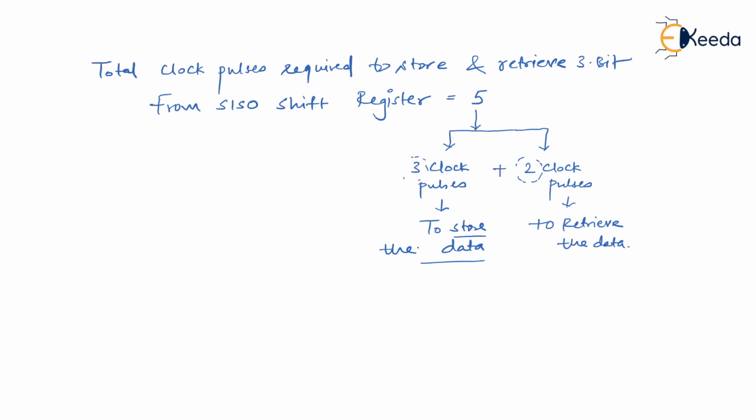Yes or no? What I mean to say is, for example, 3 clock pulses are needed here, only 2 clock pulses are needed here, just because it was 3-bit data. If it would have been, let's say, 4-bit data, that is a shift register with 4 flip-flops together, it would require 4 clock pulses to store the data. But when it comes to retrieval of the data, you require only 3 clock pulses. I hope you understand that.